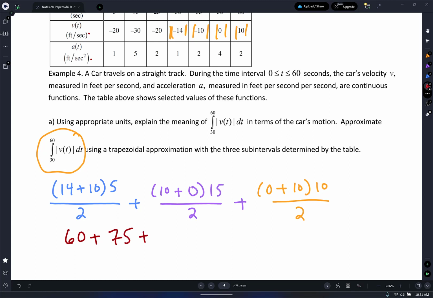Plus, and then I'm probably going to do this first. I guess it doesn't matter. 10 divided by 2 is 5, and 10 times 5? 50. Let's see if we can add this up. I would probably do this one. Oh, it doesn't matter. 60 and 75. Well, 60 and 60 is 120, so that's 135. And then 135 and 50, 35, 45, 55, 65, 75, 85. 185. And I need units.